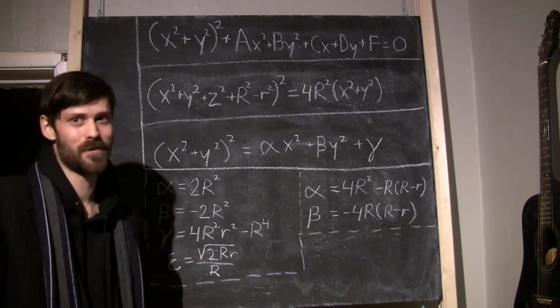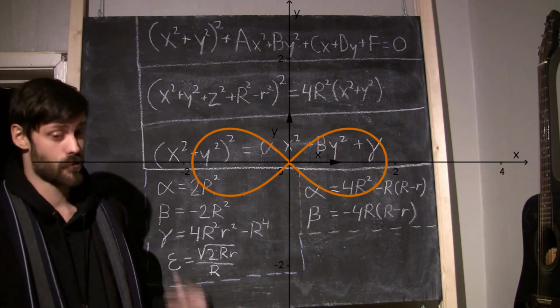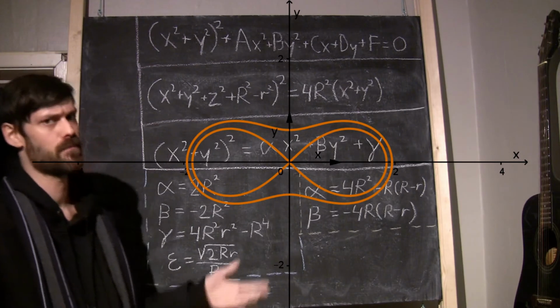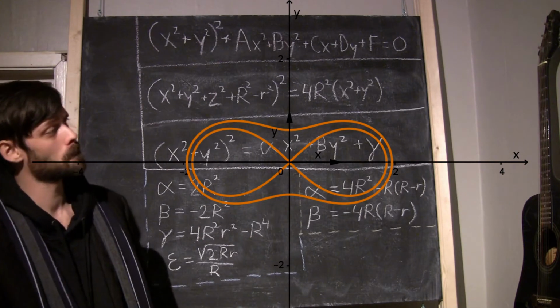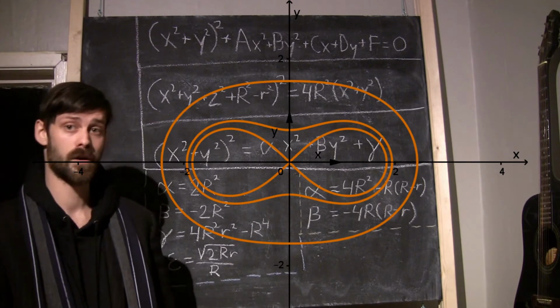When it becomes 1, we once more have the lemniscate of Bernoulli. When it's greater than 1 but less than the square root of 2, we get this peanut shape. And when it's greater than the square root of 2, it becomes convex.